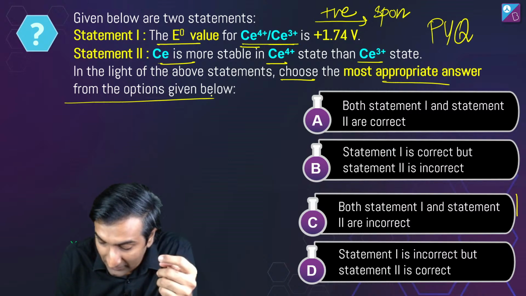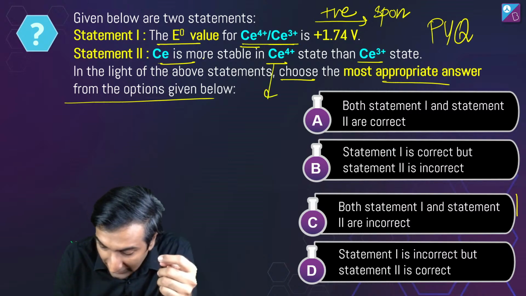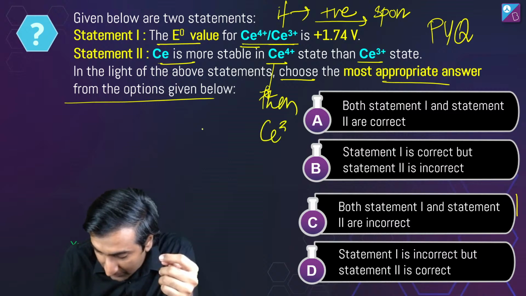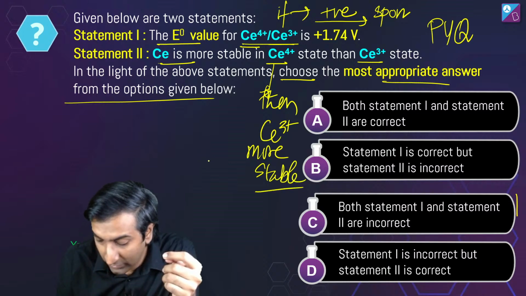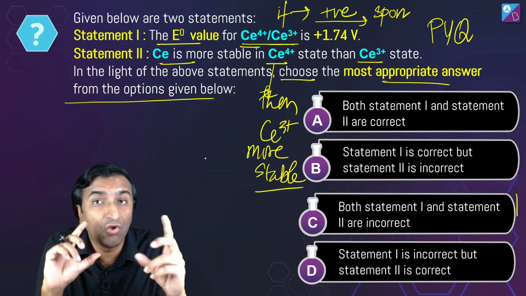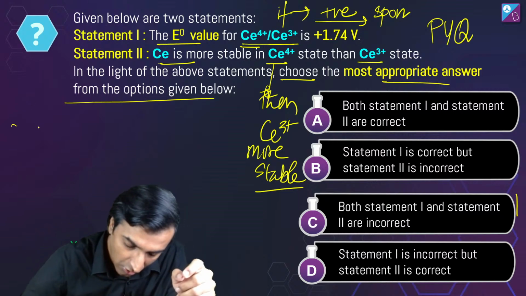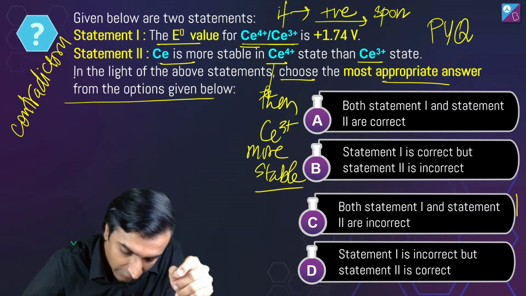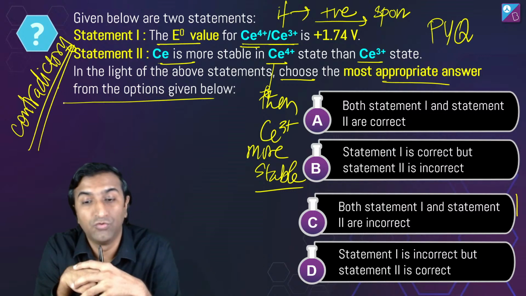That means that Ce3+ is more stable. If this is true, then Ce3+ is more stable, right? So either option 1 or option 2 is incorrect, because both of these statements are contradictory. This is the idea I want you to get to.